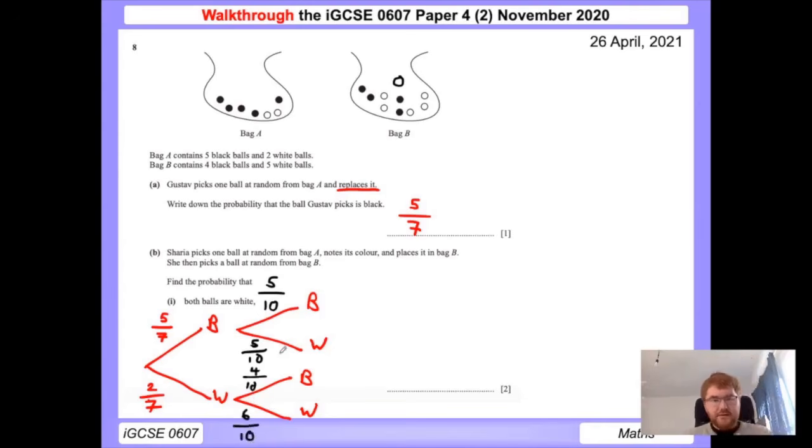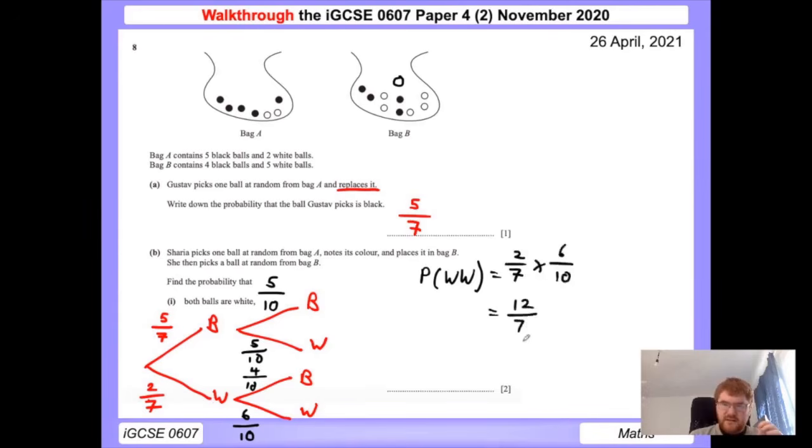Once you've got your diagram, it makes your life a lot easier to work out the next two parts of the question. So for the probability that both balls are white, we're going to work out the probability of white, and we just multiply these two fractions together. Multiply along the branches. So we get 2/7 multiplied by 6/10, which gives us 12/70. Now I've said in previous videos that I don't really mind if you don't simplify. The same thing here, but I am going to simplify this down to 6/35. Although strictly speaking this is not necessary, try and get into good habits. So this is going to be 6/35.